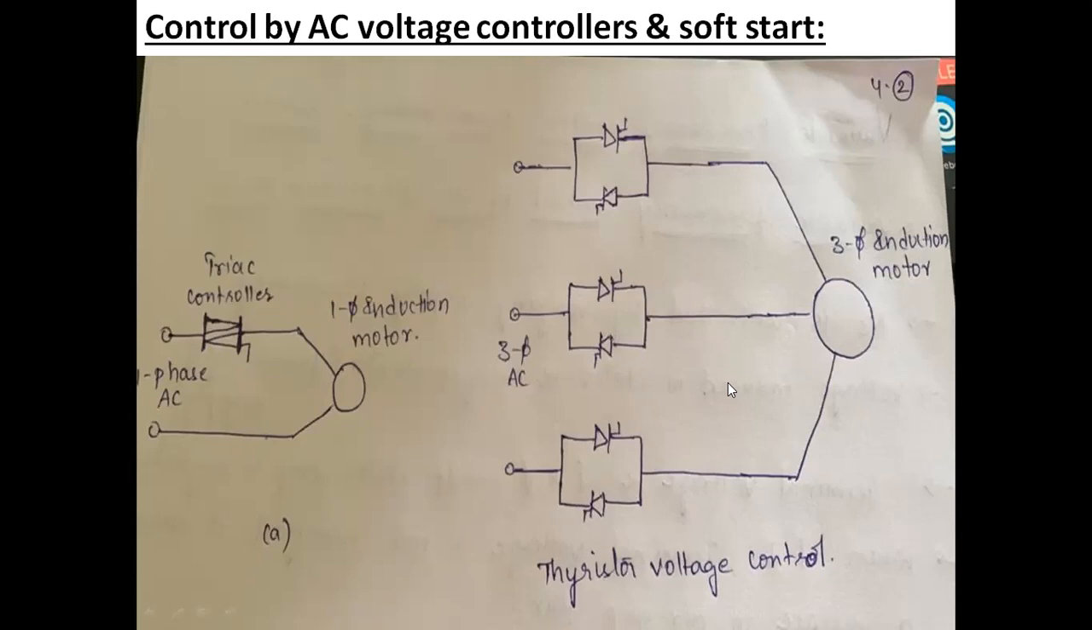If you increase the firing angle, both the distortion factor and displacement factor reduce, and this leads to a low power factor. So when we increase the firing angle, distortion factor and displacement factor both reduce, and this results in a low power factor.